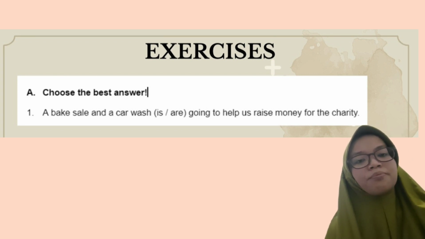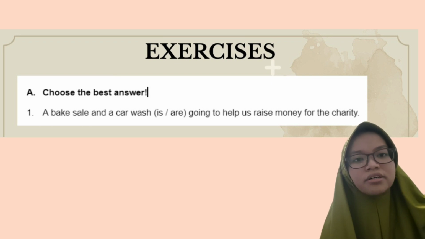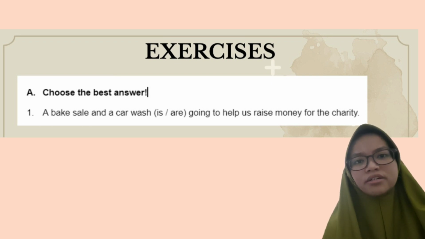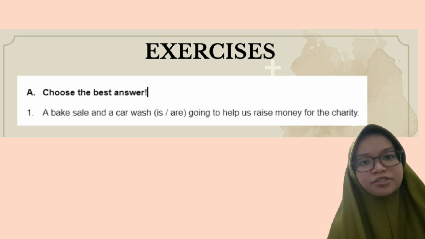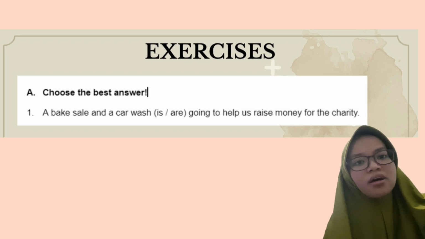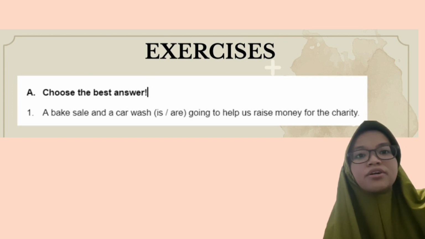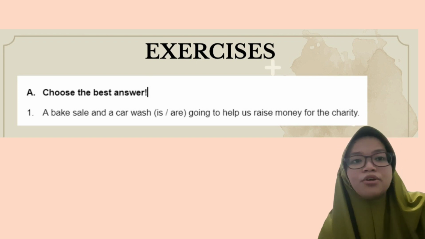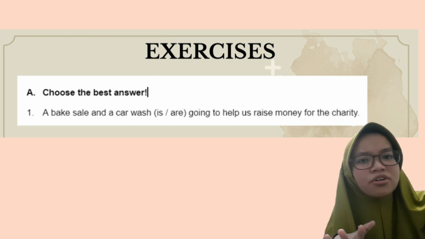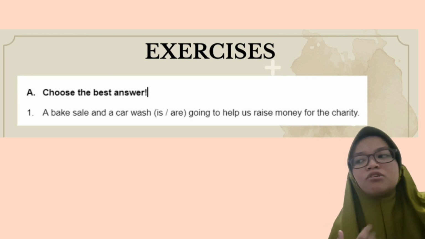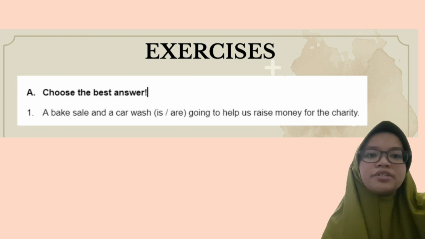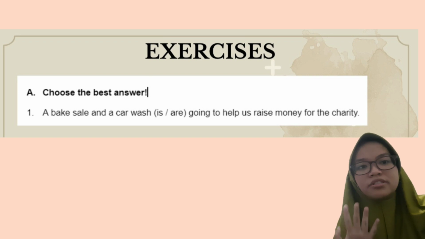Okay, back to the question. Number 1 is a bake sale and a car wash. It's more than one subject, so it is plural, right? So the answer is are. A bake sale and a car wash are going to help us raise money for charity, because if we use is, it doesn't make any sense. So we use are. And yes, the answer is are. All of us must be familiar with this question number 1.